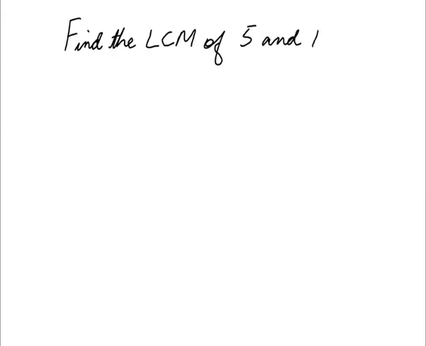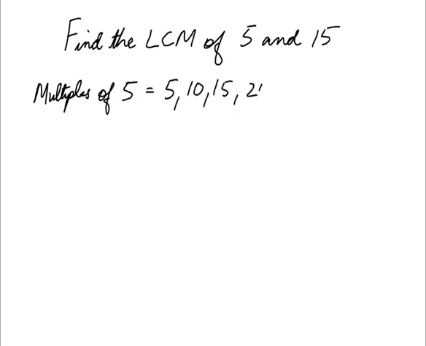Next example, find the LCM of 5 and 15. Okay, so again, first method, we will first list the multiples. Multiples of 5: 5 ones are 5, 5 twos are 10, 5 threes are 15, 5 fours are 20, 5 fives are 25, 5 sixes are 30, 5 sevens are 35, 5 eights are 40.